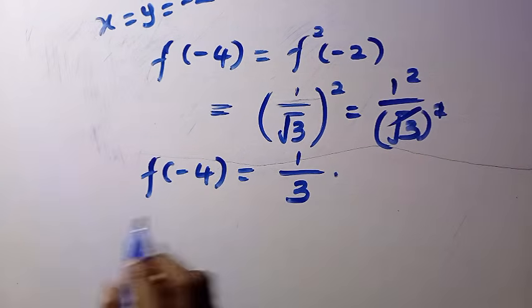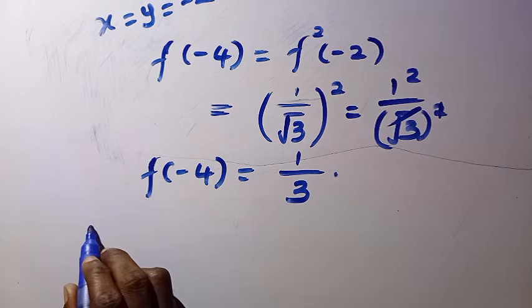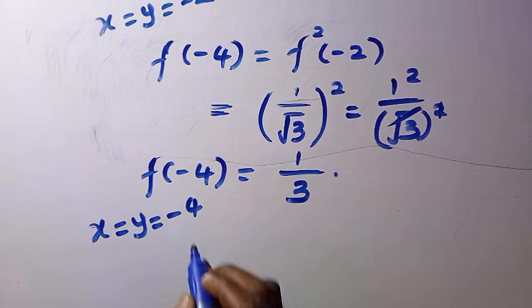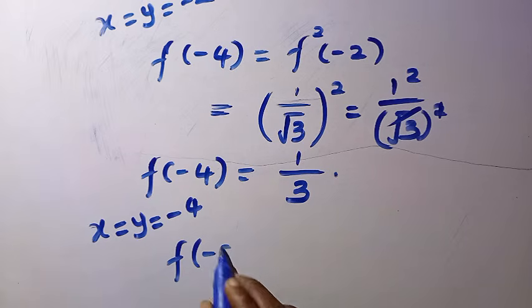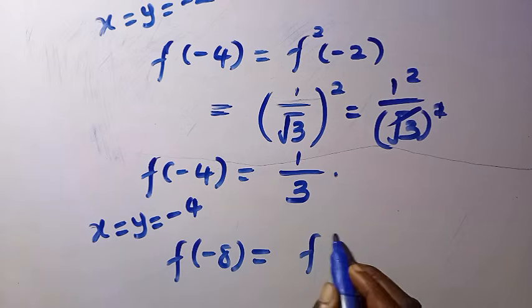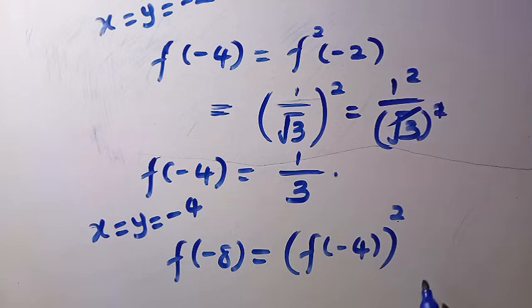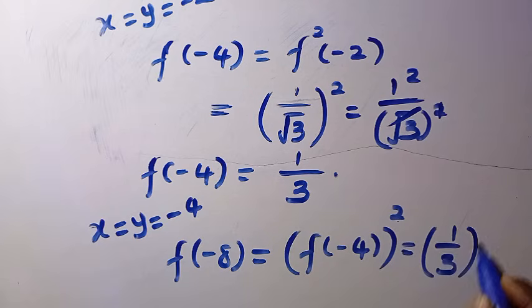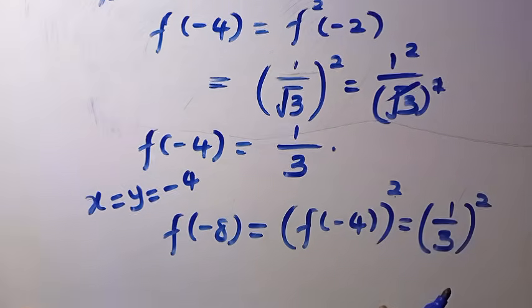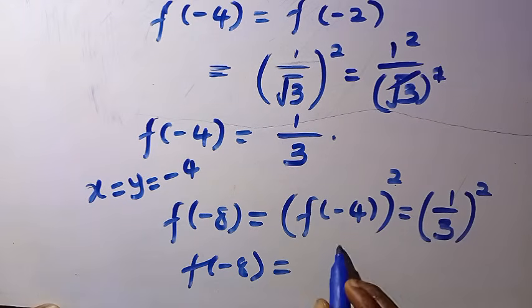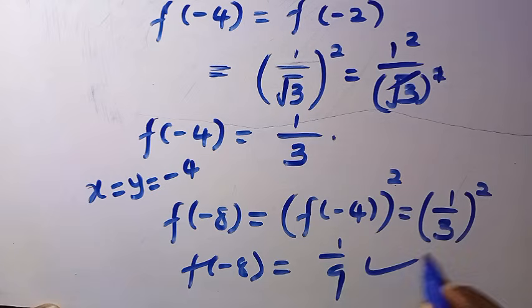Then to get f of minus 8, we are going to set x equals y equals minus 4. And this gives us f of minus 8 equals f of minus 4, all raised to the power of 2. And f of minus 4 is given as 1 over 3, all raised to the power of 2. So by rule of indices, we have f of minus 8 equals 1 divided by 9.